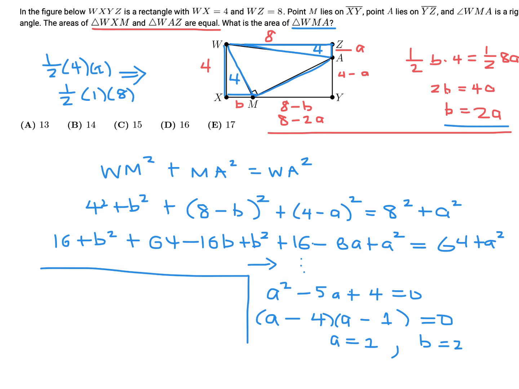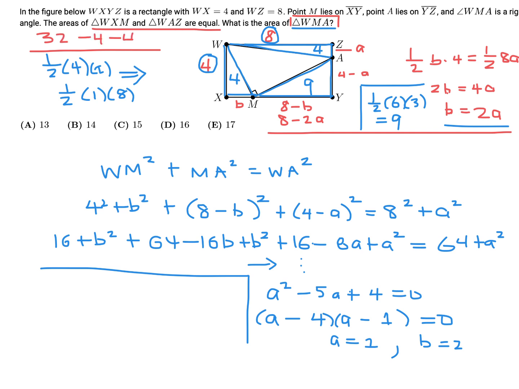And then this here would be 1/2 base times height. The base looks to me like 8 minus B, so that's 6, and the height would be 4 minus 1, which is 3. So that's 9. And then the full area was just 8 times 4, which is 32. So to get the area of the inner one, it would just be 32 minus 4 minus 4 minus 9. And that, I believe, is 15. So there we go. That would be C.